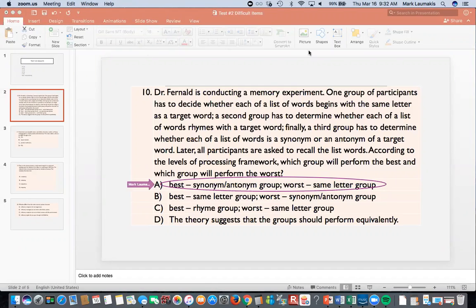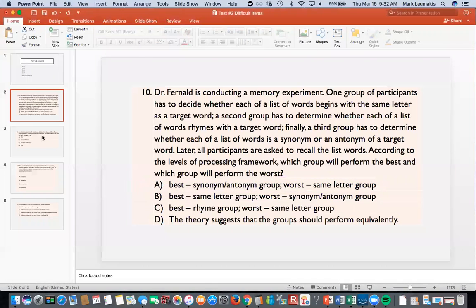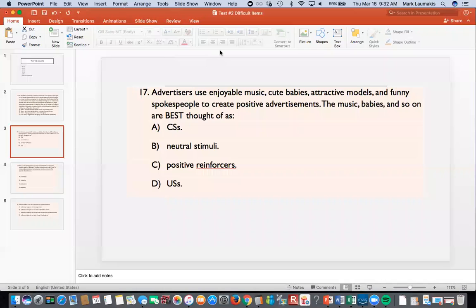The most difficult item on the test is the next one I'm going to look at with you guys. About 25% of you got this one right. So advertisers use enjoyable music, cute babies, attractive models, and funny spokespeople to create positive advertisements. The music, babies, models, and spokespeople are best thought of as what? Anybody want to take a shot at that in the chat box? Are they CSs? Are they neutral stimuli? Are they positive reinforcers? Francisco thinks it's USs. He's right.